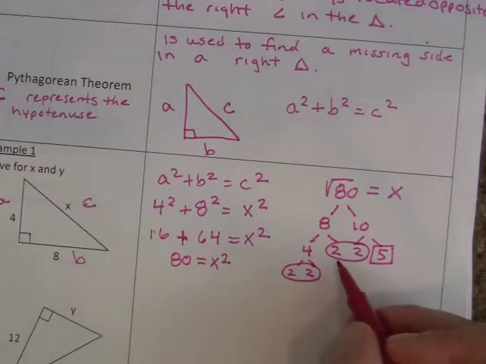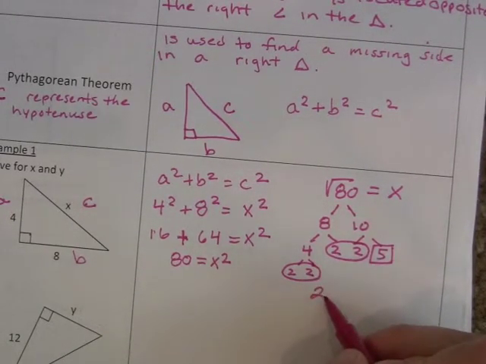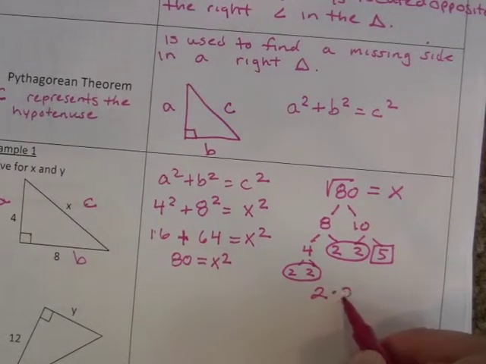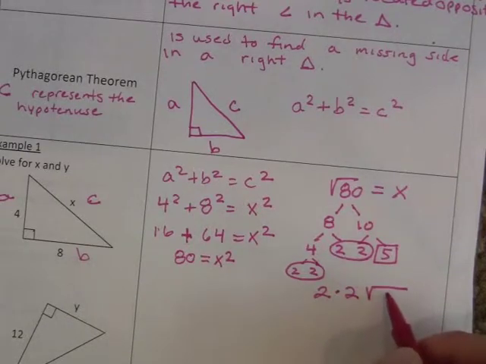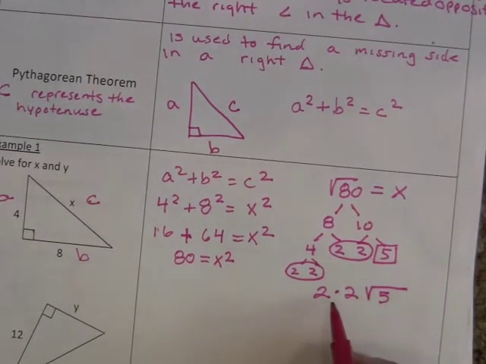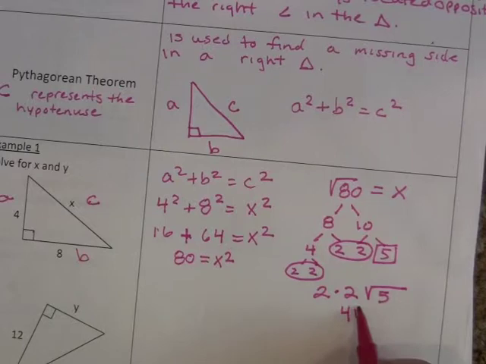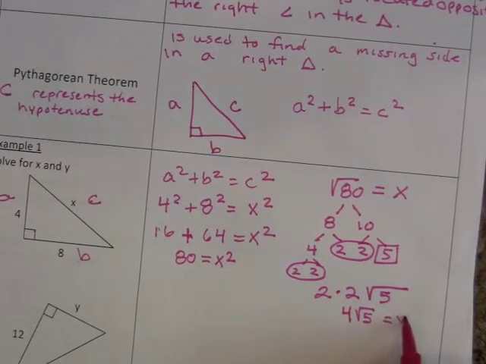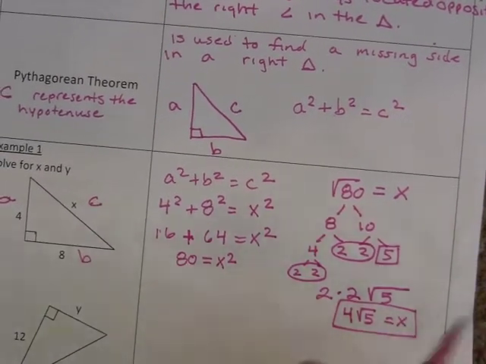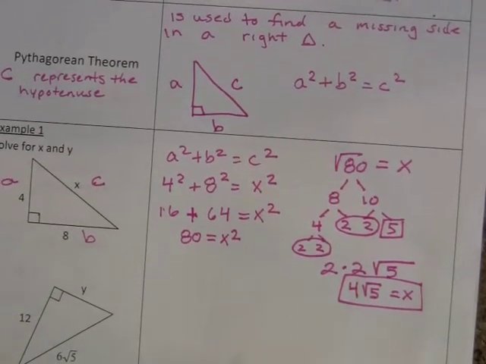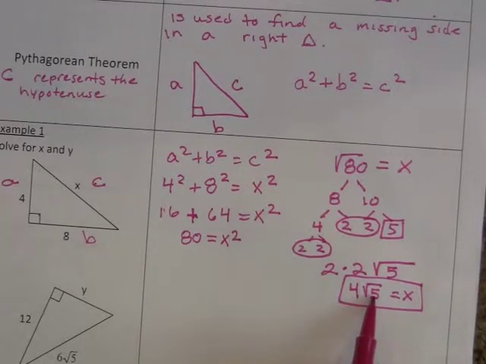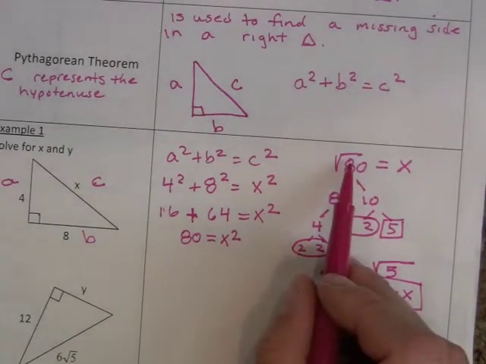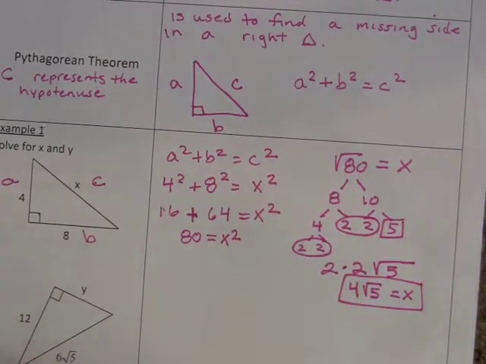So to simplify this, I'm going to take one pair of 2's, put it outside, take another pair of the 2's, take it outside, and multiply them together. What remained will go underneath the radical, which was 5. 2 times 2 is 4, so it's 4 radical 5. I can check my work by doing 4 squared. 4 squared is 16. Multiply that by 5. 16 times 5 gives me 80, and I know I did it right.